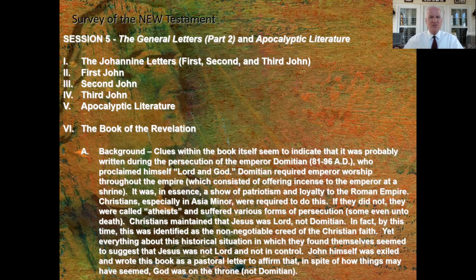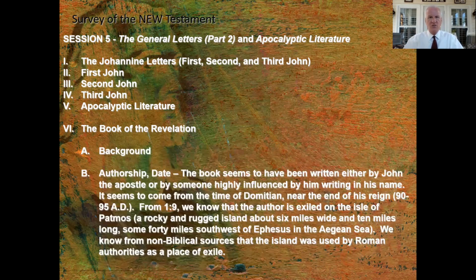Yet everything about this historical situation in which they found themselves seemed to suggest that Jesus was not Lord. To say that Jesus was Lord was to suggest that Jesus was in control, and yet with the Roman Empire oppressing them the way that it was doing, it led many of them to wonder what it even means to say Jesus is Lord when it appears that Jesus was not in control of the events of their lives. John himself was exiled and wrote this book as a pastoral letter to affirm that in spite of how things may seem at the time, God is still on the throne, not Domitian.